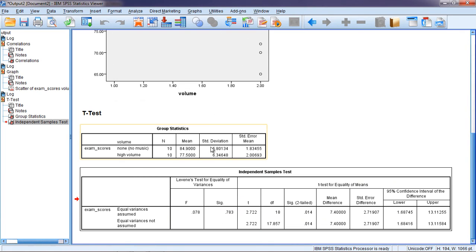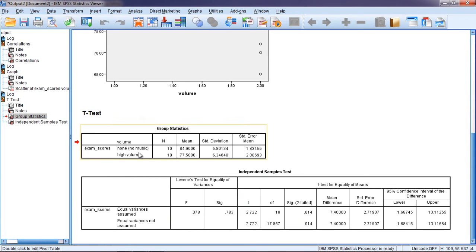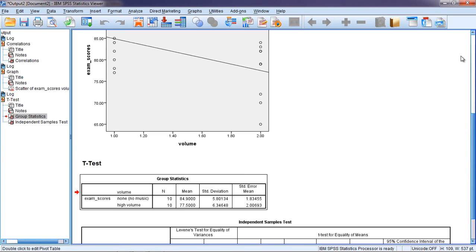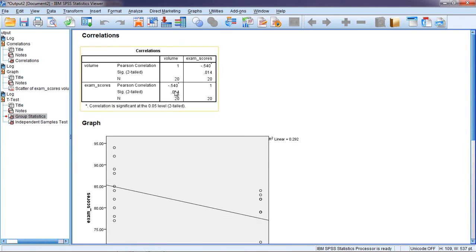And running the t-test does get you the means as well. And we can see that the no music group had a mean score of 84.9, whereas the high volume group had a mean score of 77.5. So there was about a 7.5 almost point difference between the two groups. And once again, that's reflected in a different way, but identical test-wise, with the correlations table that gives us a p-value of 0.014 as well.